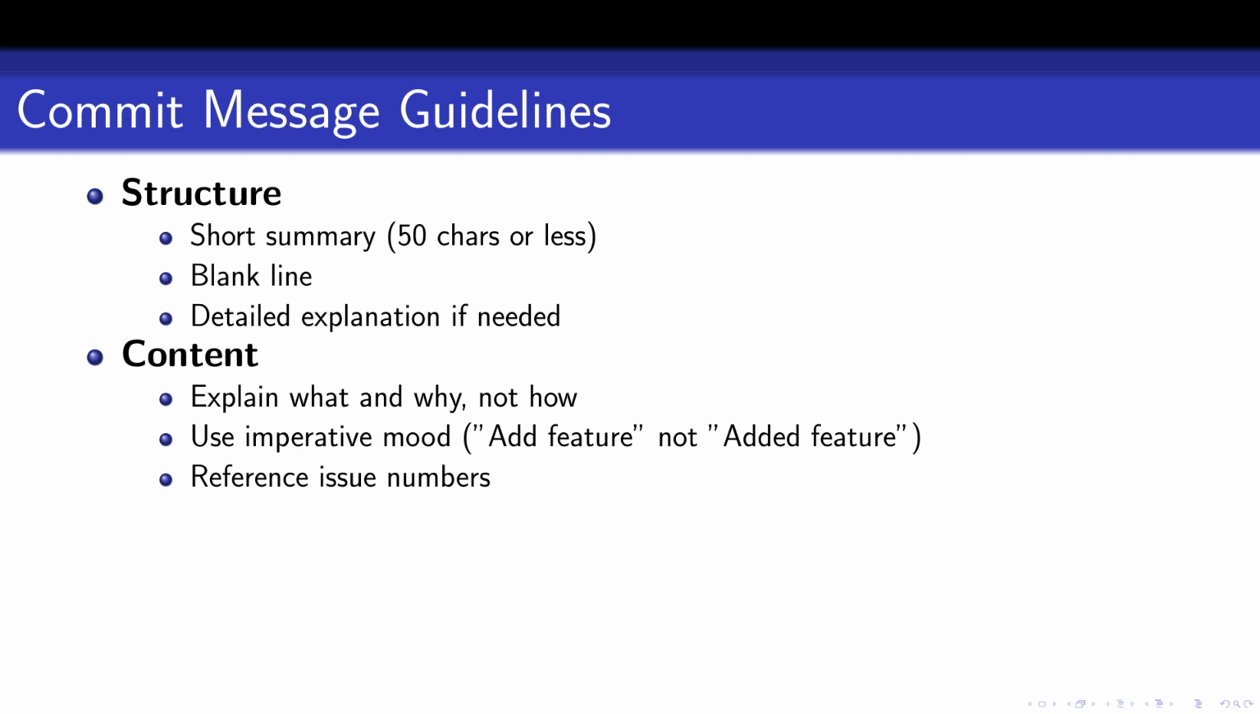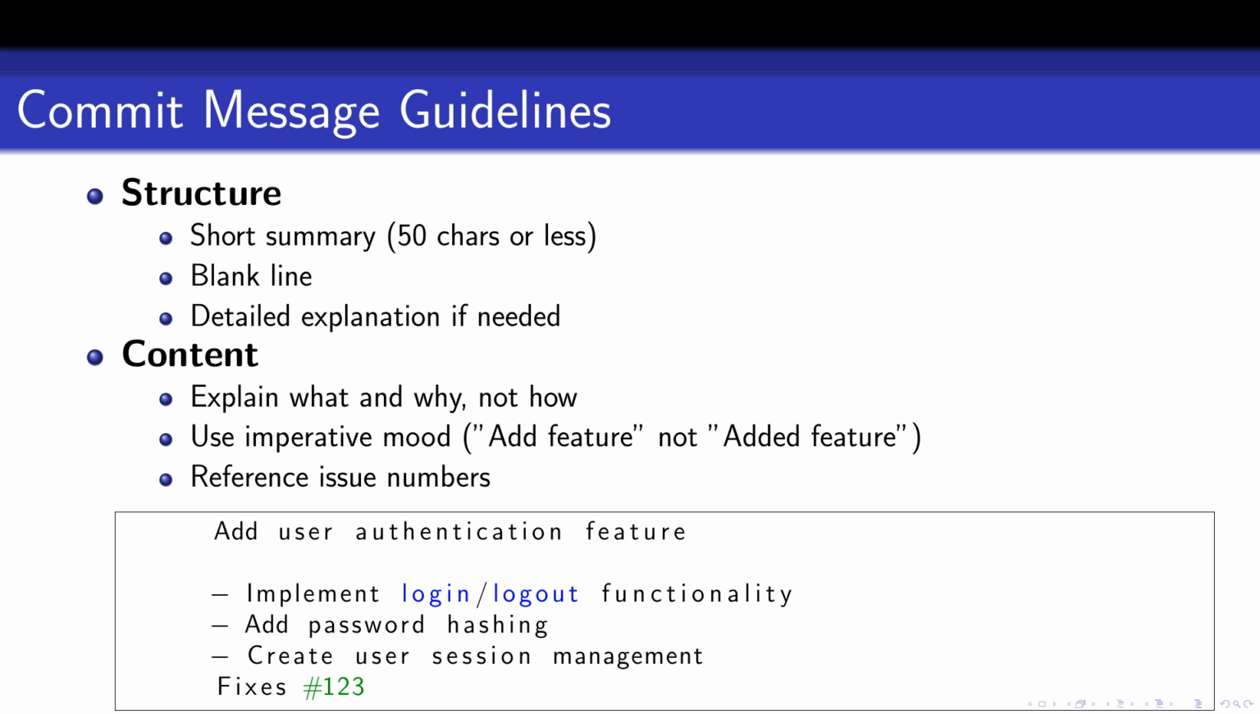Commit messages are crucial for understanding your project's history. A good message includes a short summary, an optional detailed explanation, and references to issue numbers when applicable. Use the imperative mood to describe what the commit does, focusing on what changed and why. This clarity benefits your entire team. In this example, we see modeling of all these commit message qualities.